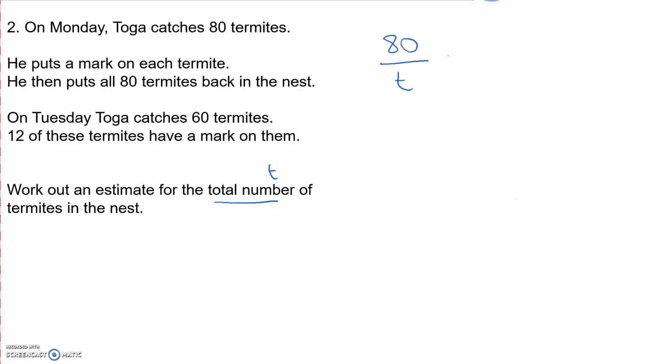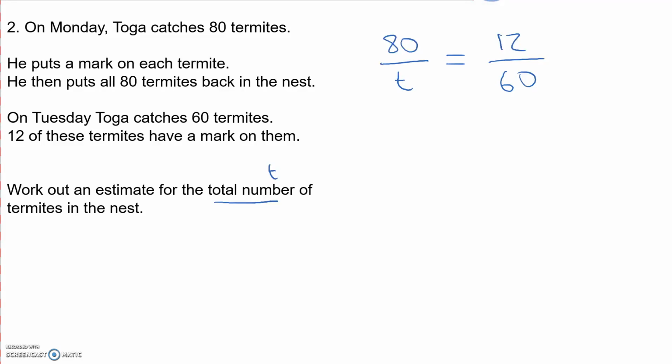So in this we can say that 80 out of T, 80 over T, was the fraction that were marked. That's got to be equal to the fraction that are marked in this new sample. And what's that fraction? Well, it's 12 have marks on them out of the 60 that he took this time. So this is the way to start. We pick out the two pairs of bits of data, put them together as a fraction, and we've got 80 over T equals 12 over 60.